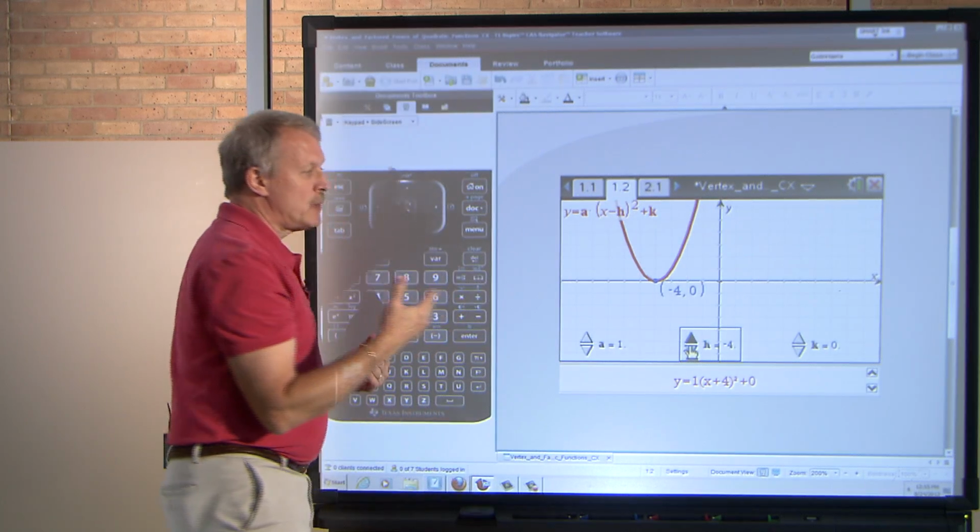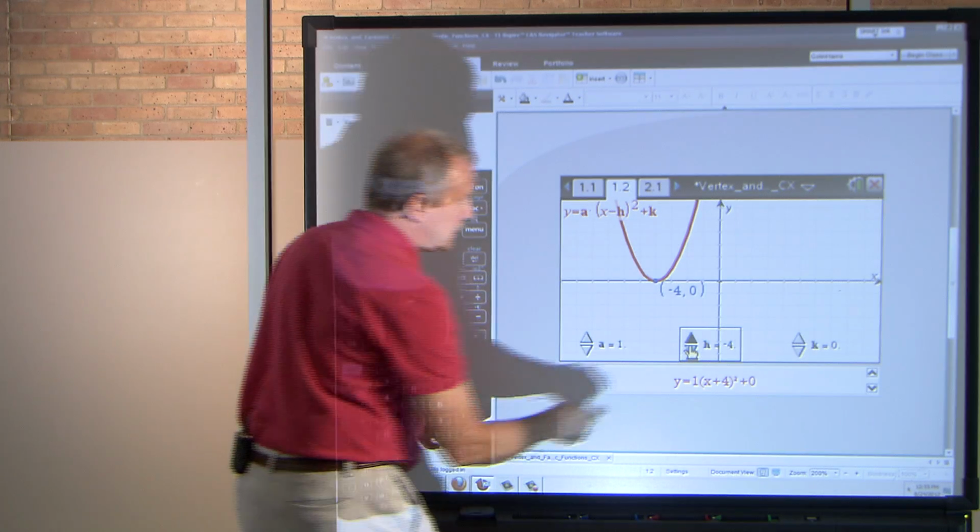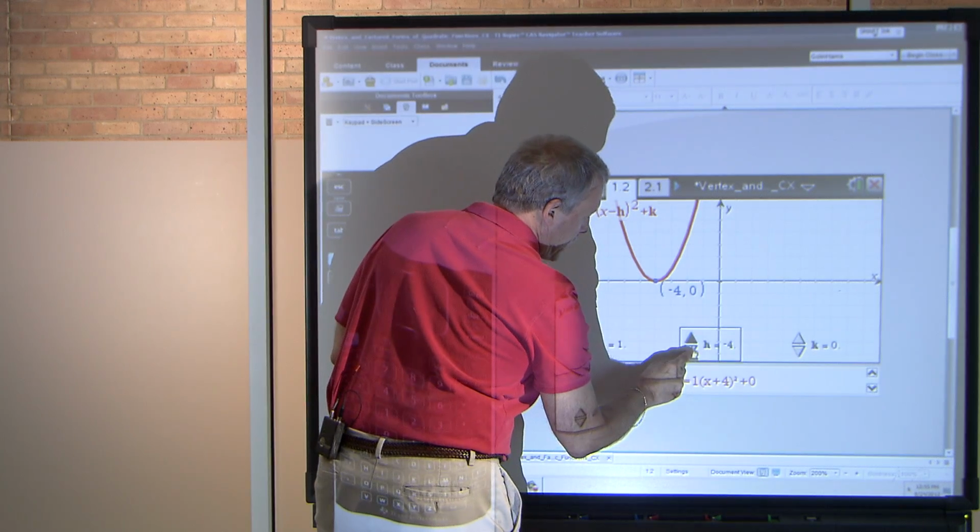And again, after doing this for about a minute, the student gets it, understands what the horizontal shift is and how that's affected in the equation. And then finally, let me go ahead and move this one back a little bit.